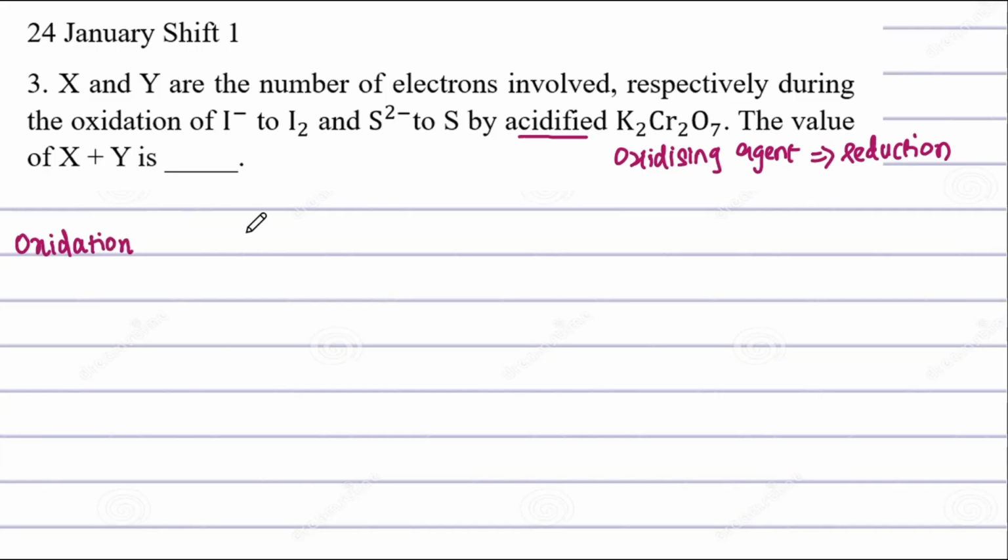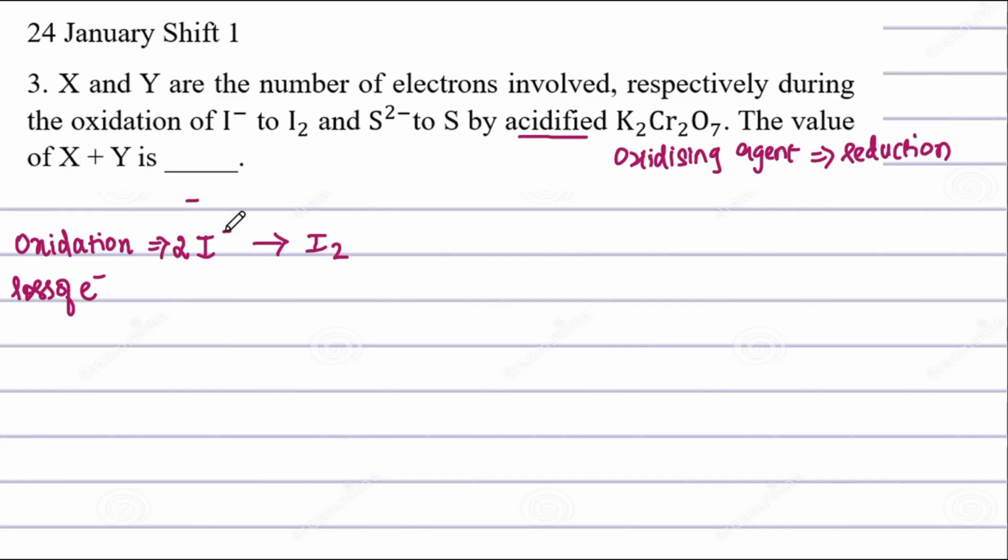First, oxidation half reaction, I minus is converted to I2. What is oxidation? Oxidation is loss of electron. So how to see the number of electrons lost? First, balance this equation. In left side only one iodine atom is there, right side 2 atoms are there. So 2I minus gives I2. Now see the charge, see the oxidation number.